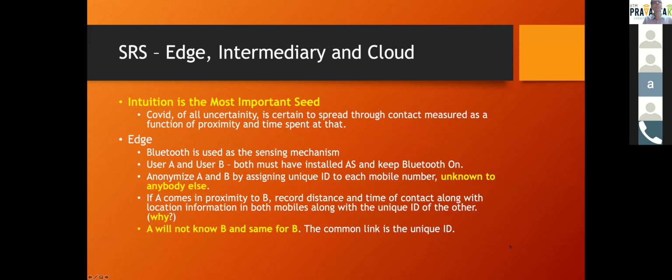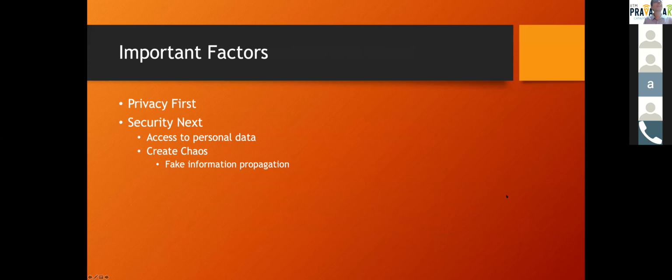Right. So the next thing that we would like to see is the important factors: privacy first. Next comes security, because we have access to personal data, etc. And one of the important security points is that there was a comparison between what we did as contact tracing in India versus some other countries' contact tracing.